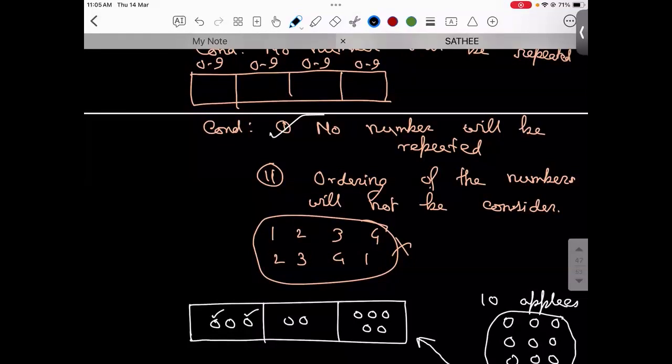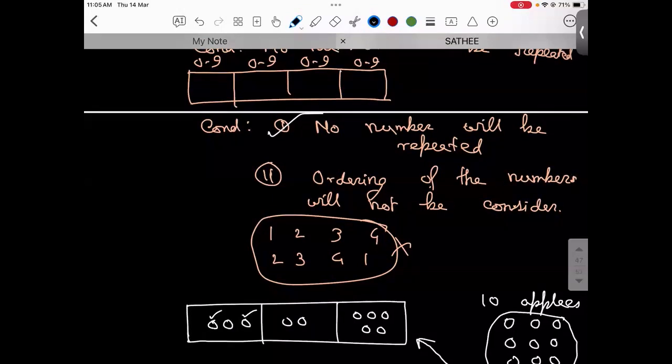The ordering of the number, that is the ordering of the apples, will not be considered. So that is also true because apples don't have any significant number. So if I put the more red one first or the less red one first, that doesn't matter. Or the more sweet one first or the less sweet one first, that doesn't matter. So ordering is not that important in this case too. Fine.